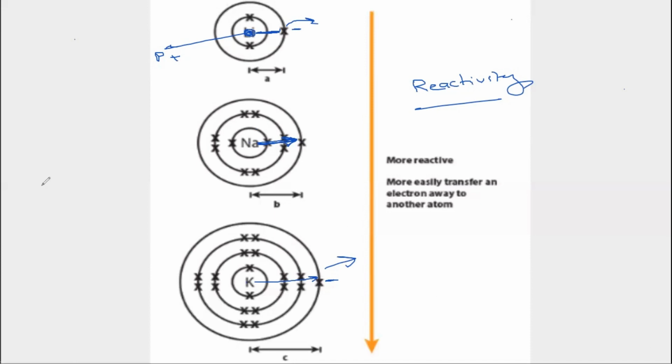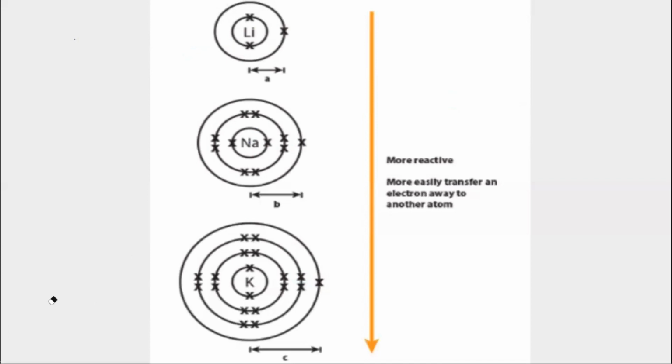It means the ability to lose the electron is their reactivity, and since the size of the atoms increases down the group, the ability to lose the electron increases down the group, or we can say the reactivity increases down the group.